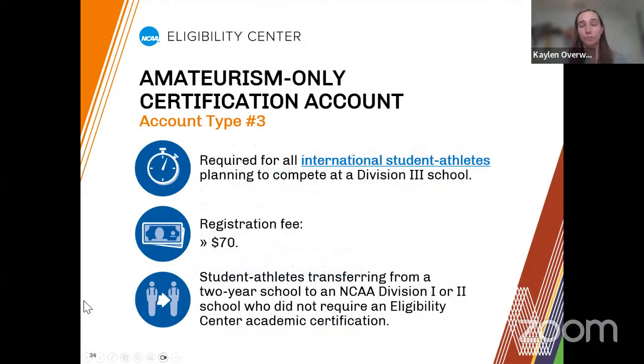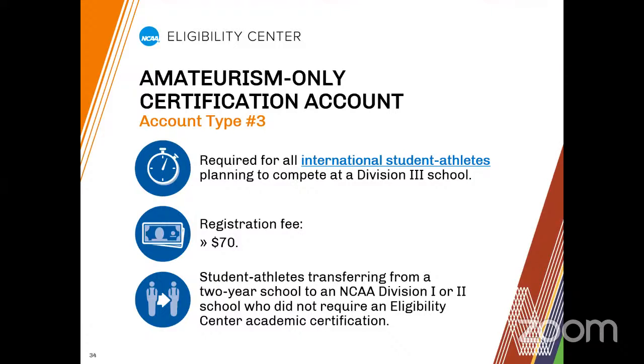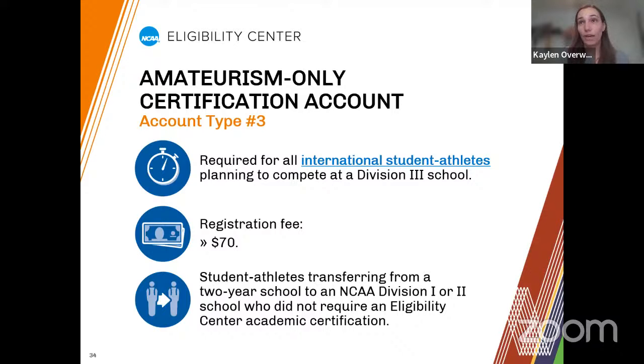And then the last account type I'm going to touch on is the amateurism only certification account. It's required for international student athletes who are planning to compete at a Division III level. And we have that linked because Division III has a unique definition of international students. So if you have some students who have competed or gone to school internationally, I encourage you to check out that definition to see if the student meets the requirement, if they're interested in Division III. If they meet that requirement, they may need this amateurism only certification account.